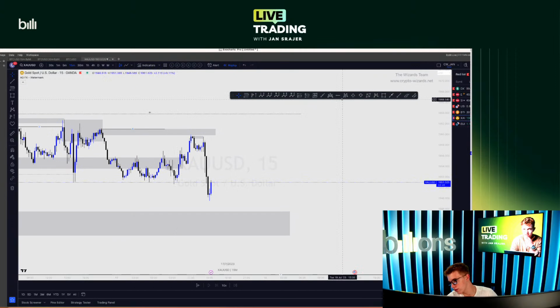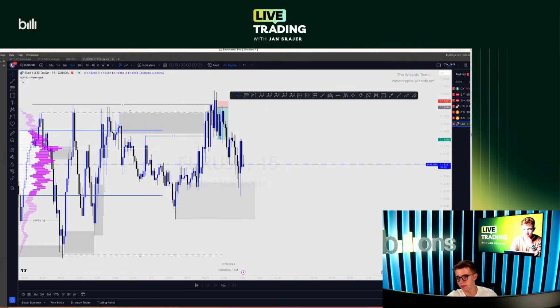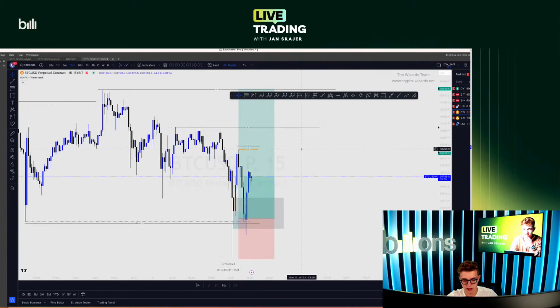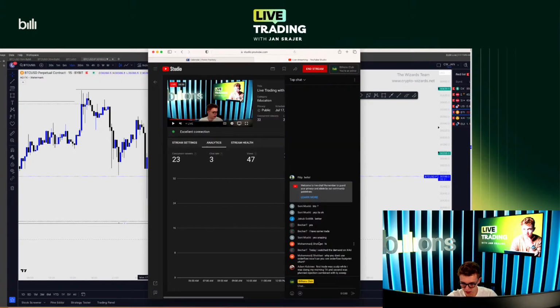I literally lost 2R on my last 4 gold trades, so I decided that I'm going to skip the current price action and wait for something better to form, which is kind of a plan that I have here. We'll see how it goes.